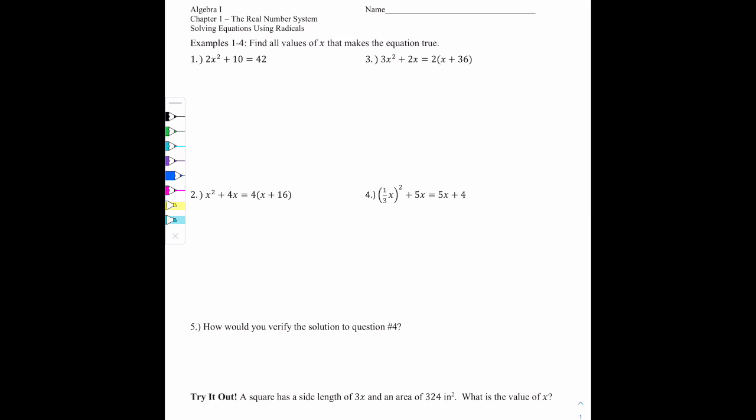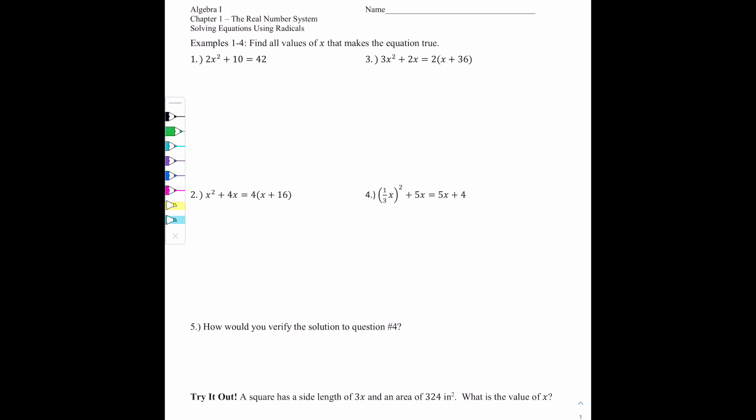Our next lesson is called Solving Equations Using Radicals. So for examples 1 through 4, we're going to find all the values of x that make the equations true. Keep in mind that our goal is still to get x alone. It's just that as we're trying to do that, we're going to have to deal with the fact that our x may be squared. Okay, so we're going to go through all of these different examples together.